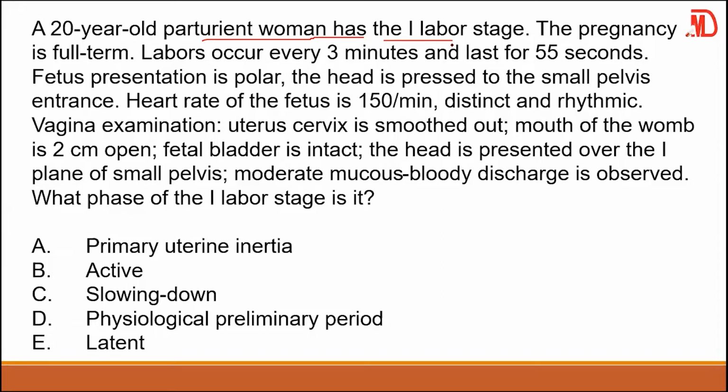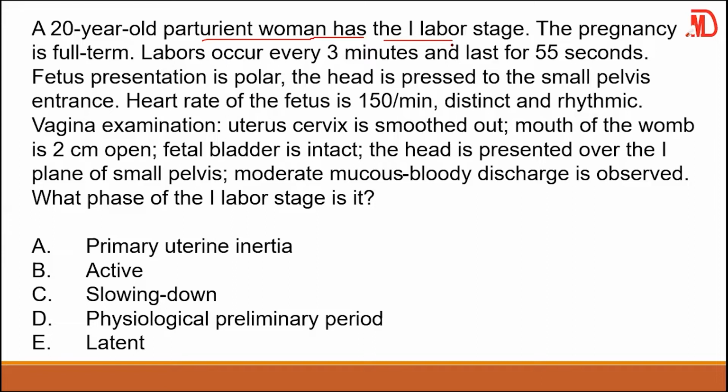Expulsion of the fetus from the uterine cavity. Then expulsion of the placenta. Okay, so basically, we have 4 stages of labor. Write it down. 4 stages of labor. Stage 1 is divided into 2: we have the latent, and then we have the active.